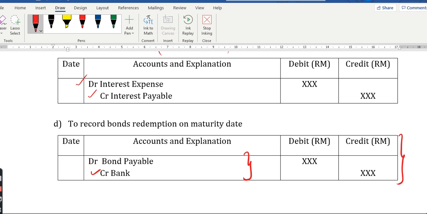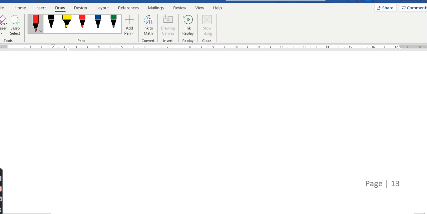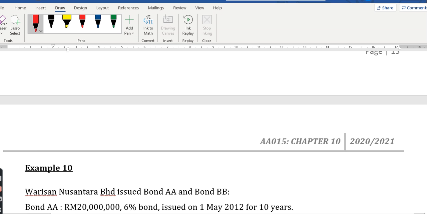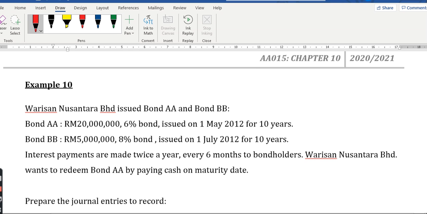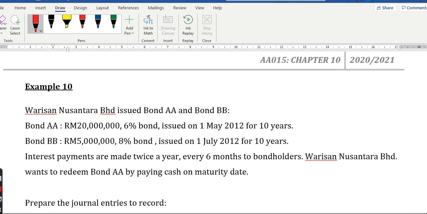All right, so we look at the example given. Example 10. Warisan Nusantara issued two types of bond. You have bond AA and also bond BB. Bond AA, the face value is 20 million, and the interest rate is 6%. This is issued on 1st of May 2012, and the tenure is 10 years.